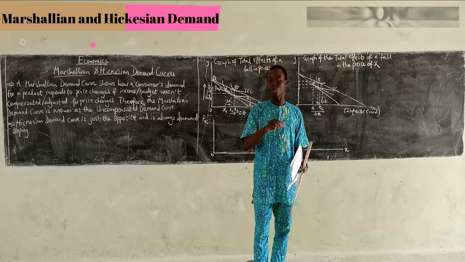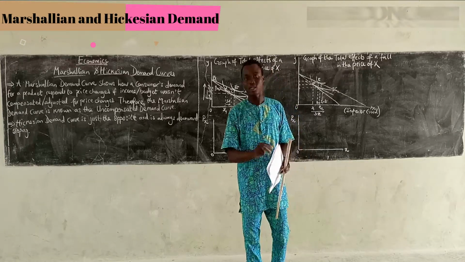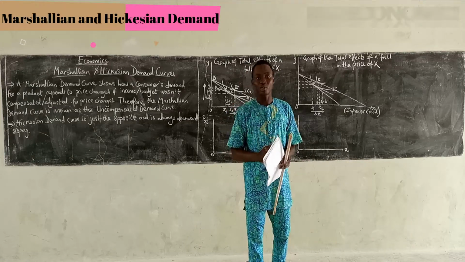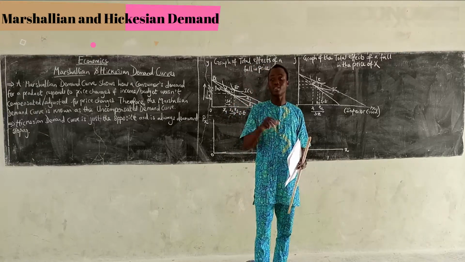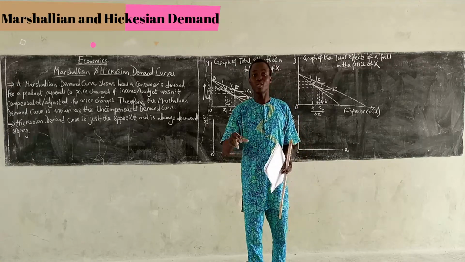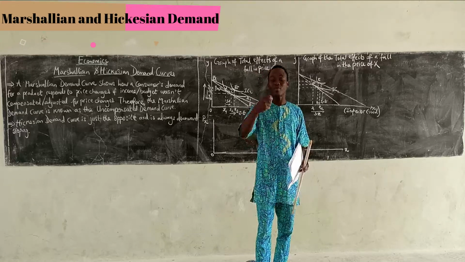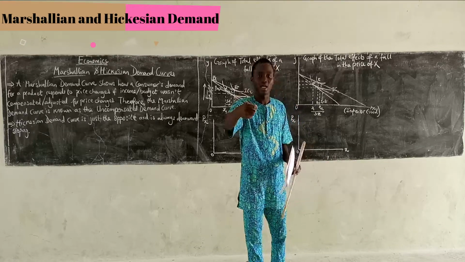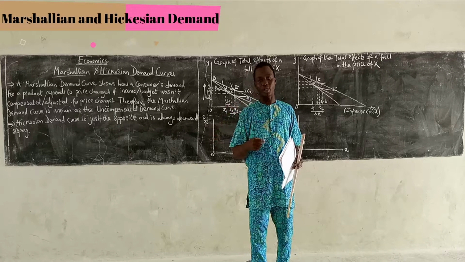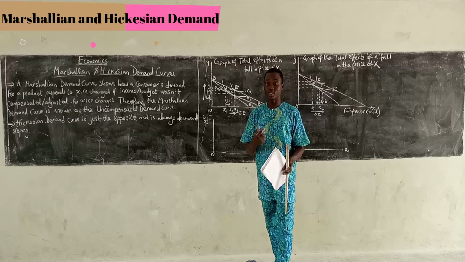All we are trying to do here is to maintain the same level of total utility. So under the Hicksian demand curve, the consumer is maintaining the same level of total utility regardless of the price changes. So what you're now looking for is the quantity demanded. What is happening to the quantity demanded after you have compensated the consumer's income for the price change? That's why the Hicksian demand curve is known as the compensated demand curve.